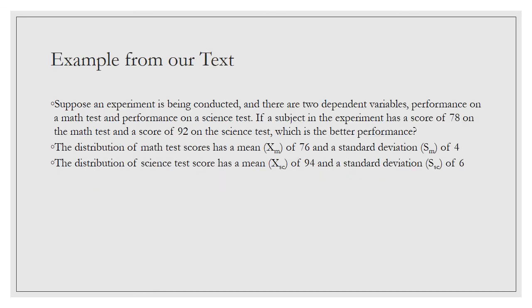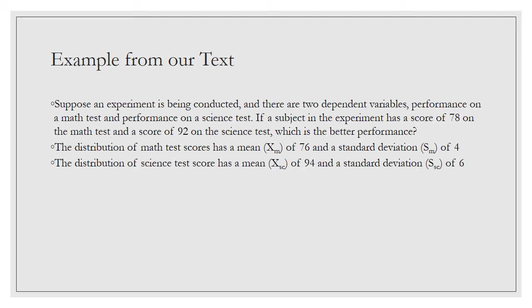I'm going to go through other examples in our computational example, just a simple second example, but here I just took this example from our textbook to relate it back to this lecture. So we have 2 tests. Suppose an experiment is being conducted and there are 2 dependent variables, performance on a math test and performance on a science test. If a subject in the experiment has a score of 78 on the math test and a score of 92 on the science test, which is the better performance?